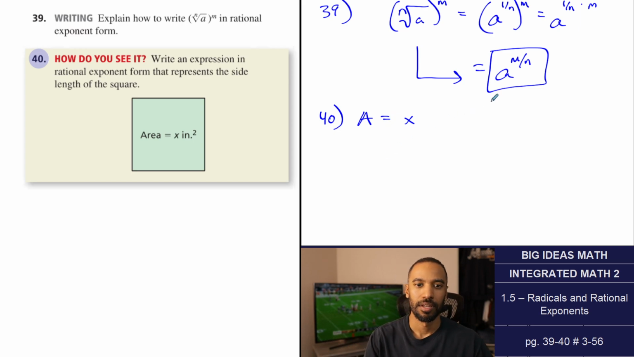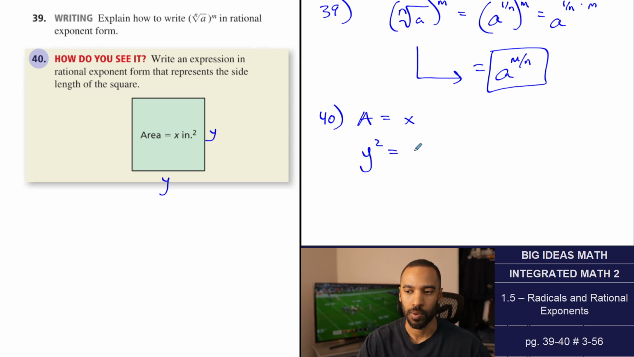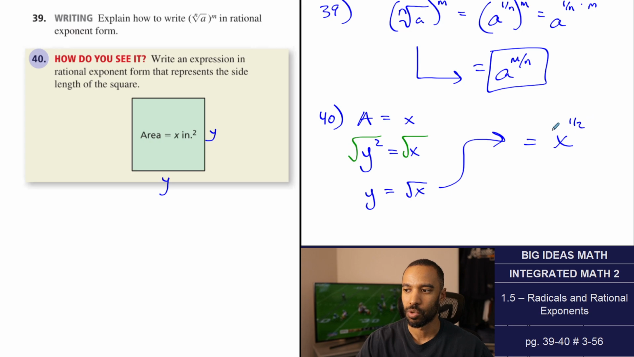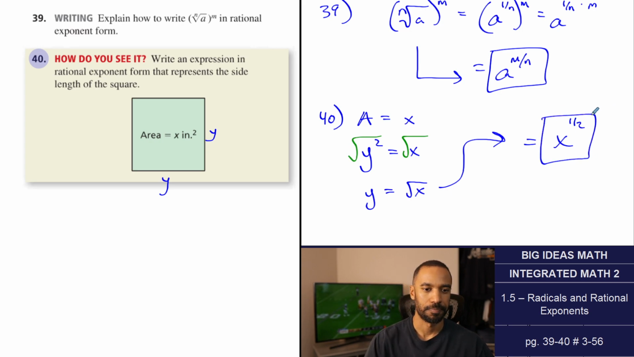Because if I were to demonstrate an algebraic form here, let's say this was y. If one side length is y, so is the other one. And the area is y squared, y times y. So if y squared equals x, and you have to solve for y, then you take the square root of both sides. Y is the square root of x. But they want rational exponential form, so that's going to be x to the 1/2 power.